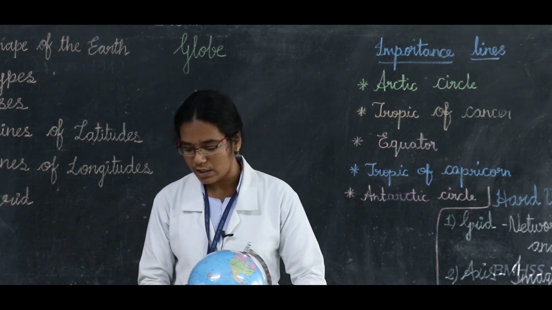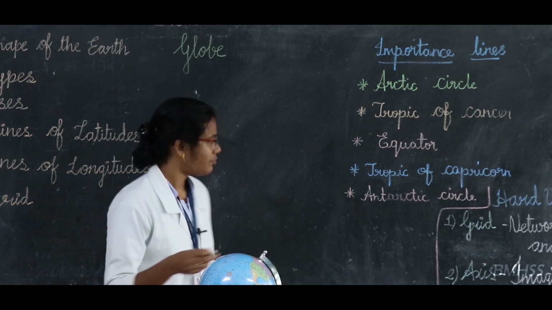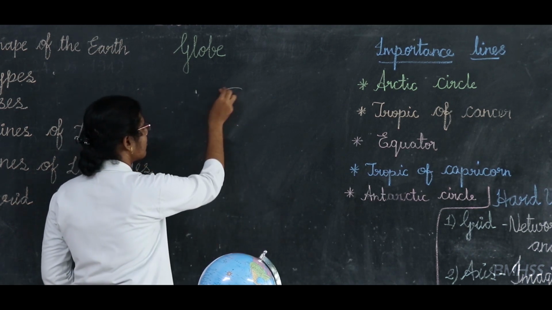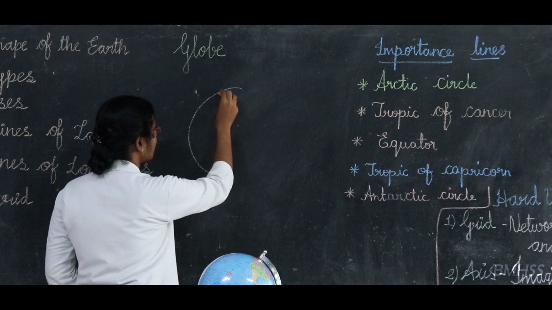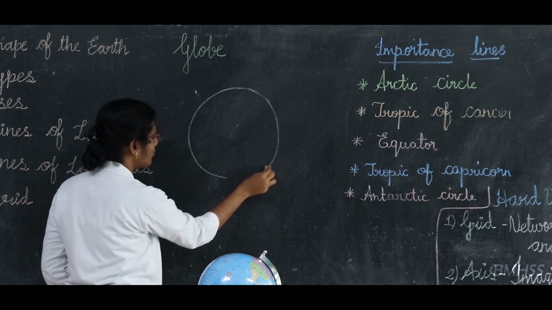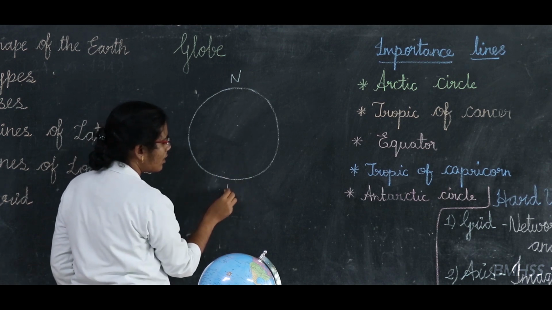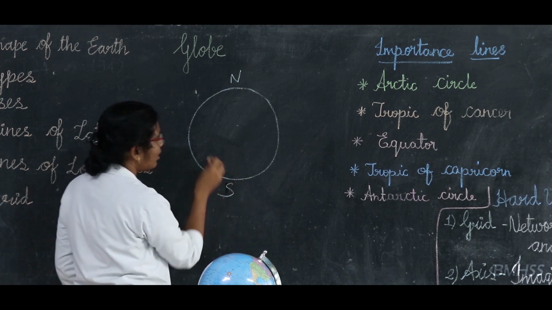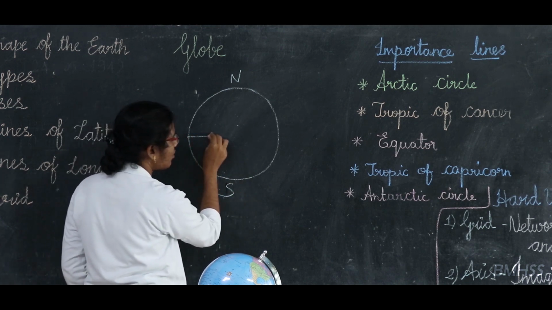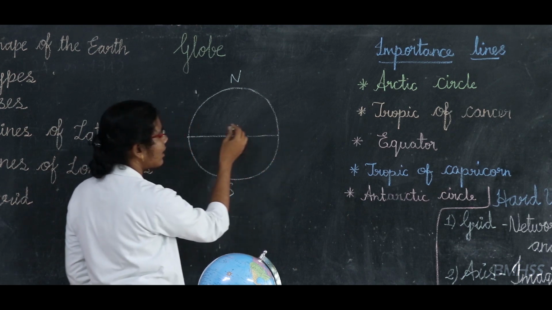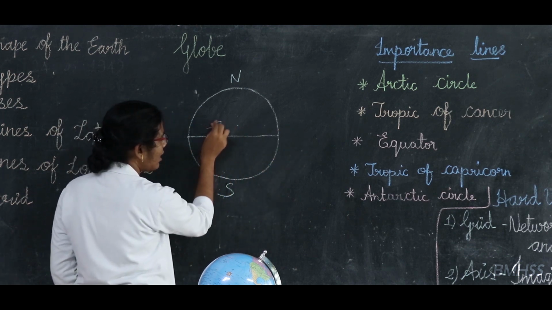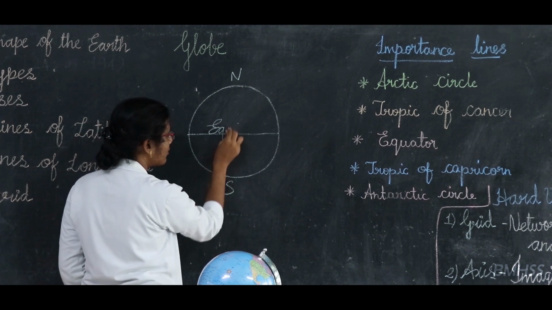I will explain, children. Listen here. North Pole as well as the South Pole. In between, the line passing through the center is called the equator.